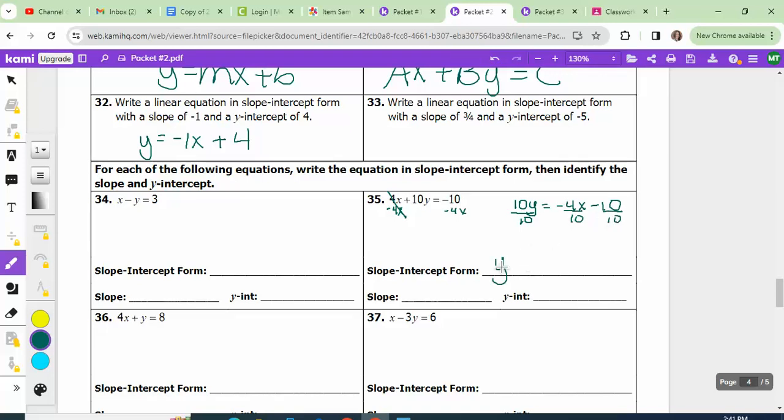So we get y equals -4 over 10, which is -2/5. -10 divided by 10 is -1. So we get y equals -2/5 x minus 1. What is the slope of that? -2/5. What's the y-intercept? -1.